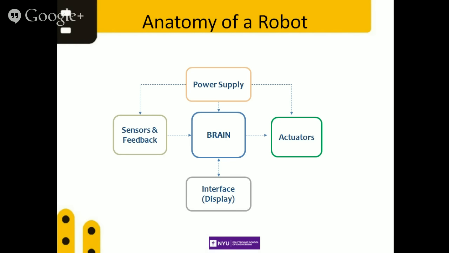What does power supply do? Well, it powers all these three components of the robot: that's sensor, brain, and actuators. And then we have interface, that's display. Interface helps human beings to see what's actually going on in the brain, and have some feedback from the brain itself.